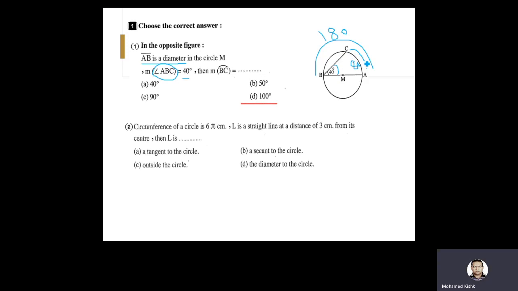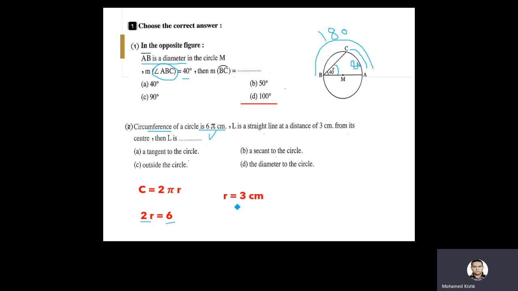Okay, let's move to the next question. The circumference of a circle is 6 pi centimeters. And this is the important data you can deal with first. What is the rule of the circumference? Circumference of a circle is 2 pi r. So 2 pi r is equal to 6 pi. That means 2r is equal to 6 centimeters, and dividing by 2 on both sides, r will be 3 centimeters.